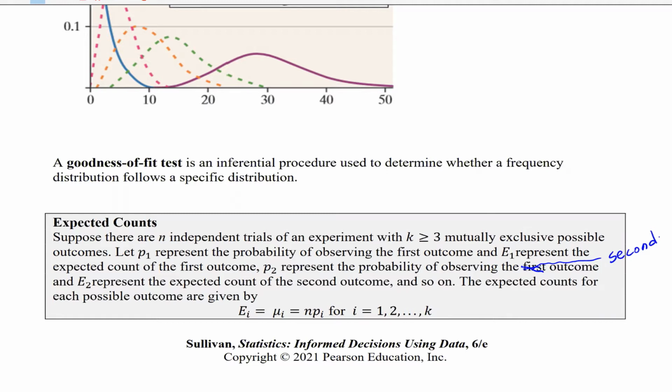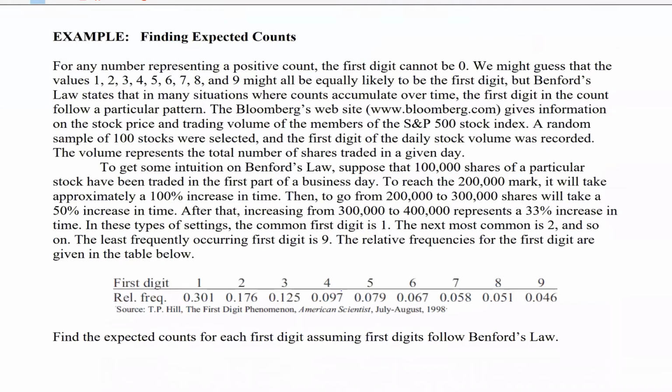So the expected counts is nothing more than n times P for each corresponding probability. You'll recall the expected value of a binomial random variable is n times P, so this is just an extension of that idea. So let's look at an example.